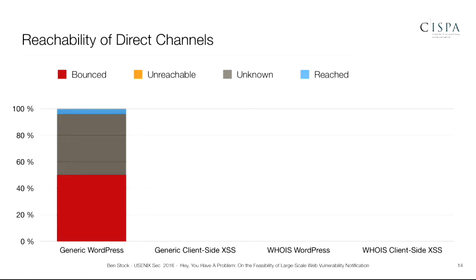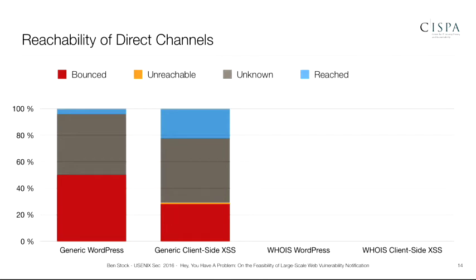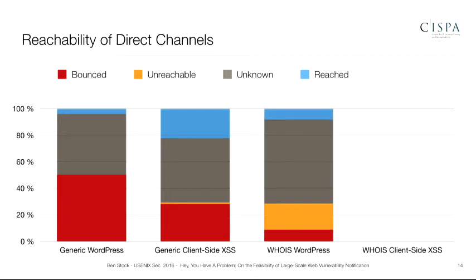For the client-side cross-site scripting, the situation looks a little bit different. So here we only have 30% bounces, but more importantly, we managed to reach over 20% of the domains. So this sounds more promising than for WordPress. For WHOIS, we have a different issue. So we again have a relatively low number, which is about 6% of the domains which were reached. And here we see a big chunk, about 18%, which are reachable.